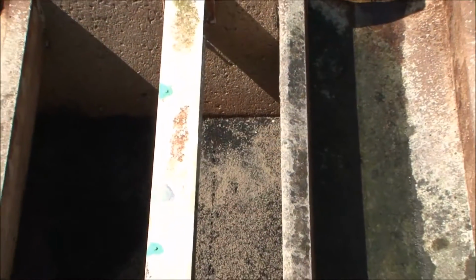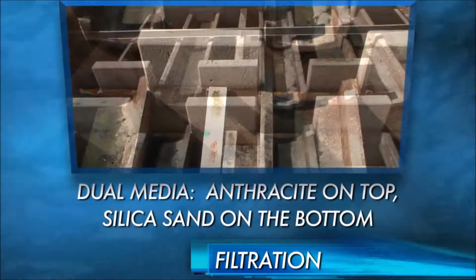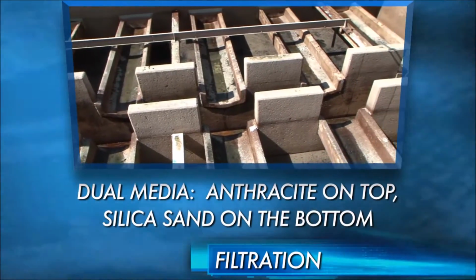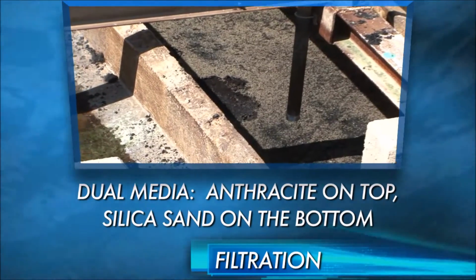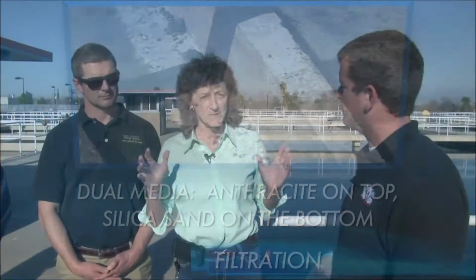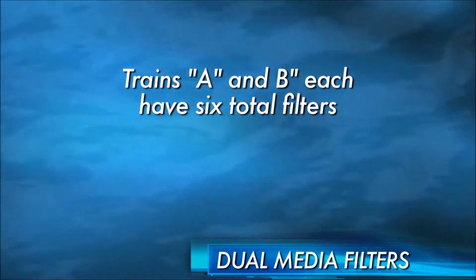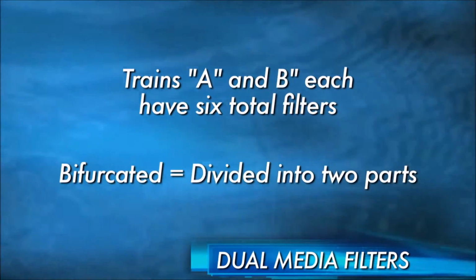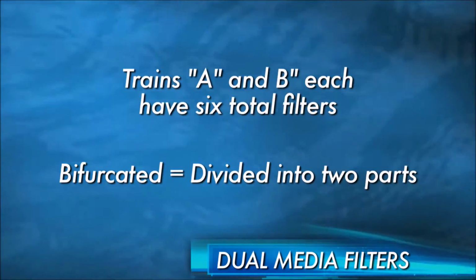Right after the settled water channel comes around to our 6 filters. Our filters basically are dual media. They have anthracite on the top and they have silica sand on the bottom. And each train, this is a treatment train A, there's another treatment train B, has 6 total filters. They're bifurcated, so they're split in half. And so that allows enough of the filtration process where the water can actually be considered safe to drink.